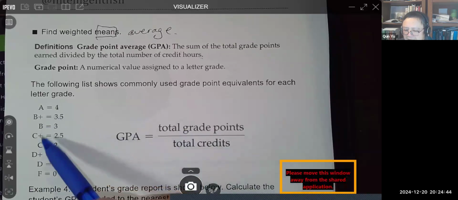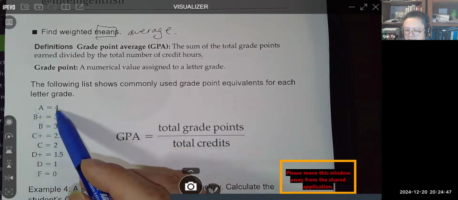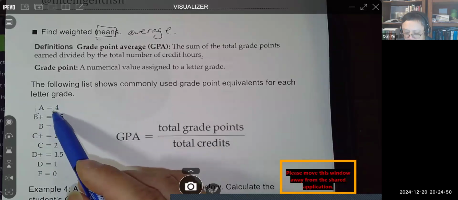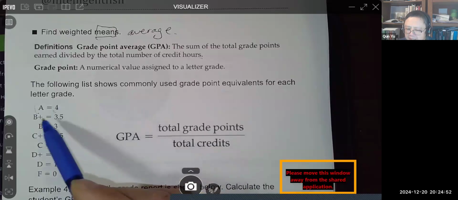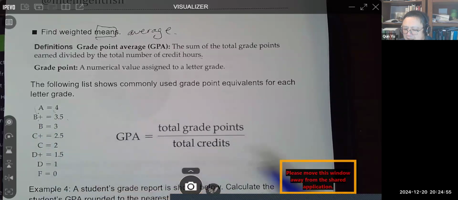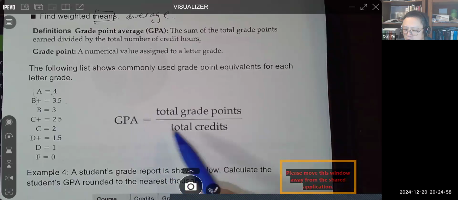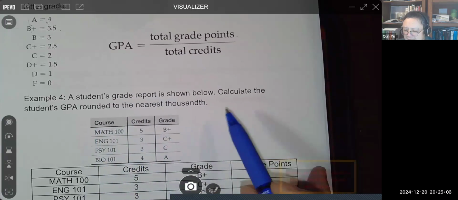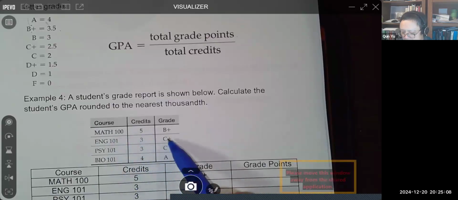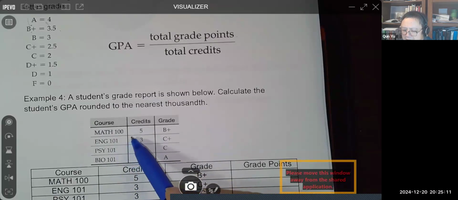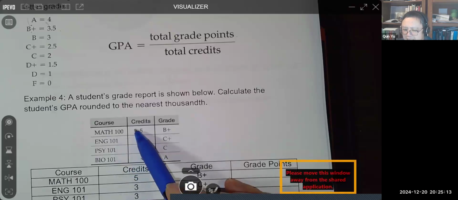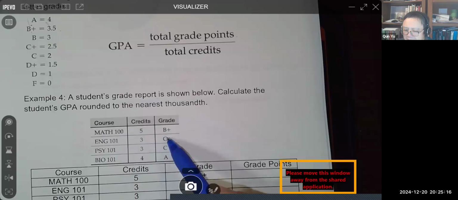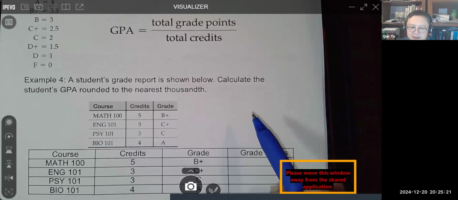So in this case, each A was 4 credit points. So 4 points, B plus 3.5, and so on. Now, this is how you calculate GPA, total grade points divided by total number of credit hours. Now we have a student here. This student has all of these grades already. So Math 100 is a 5 credit hour course, and this person got B plus, and the rest are very similar. Just information about this person's grades.